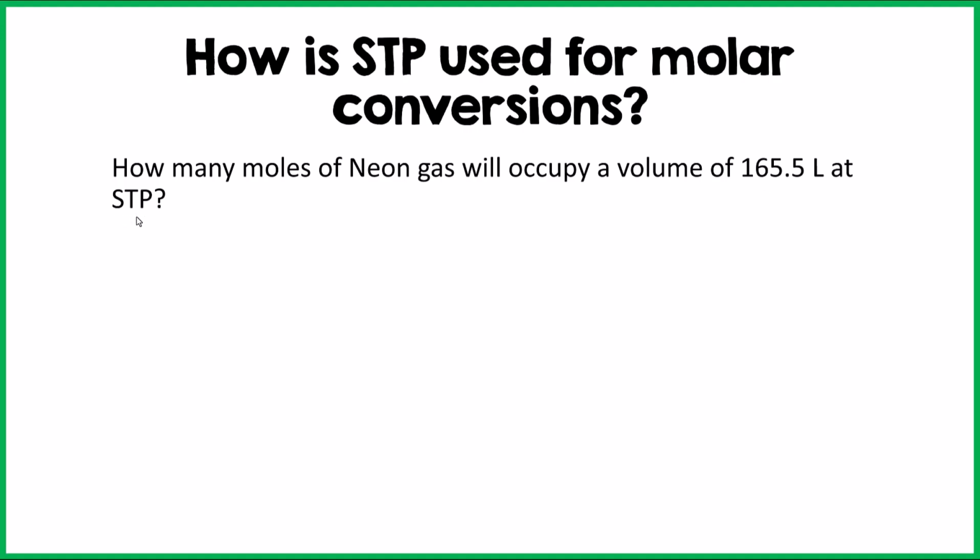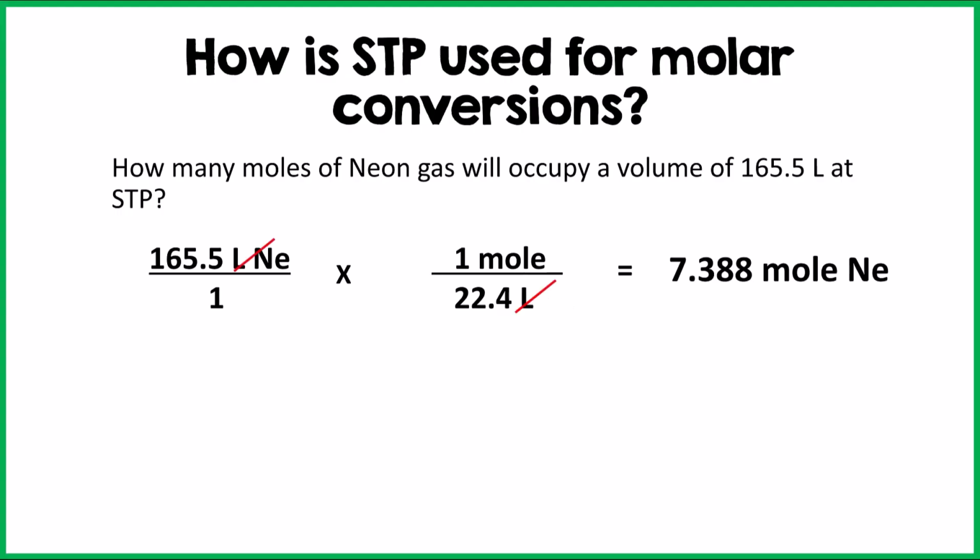22.4 liters per mole. So we're going to start with our known quantity, which is the volume of 165.5 liters of neon. And we're going to put that over 1. And then, since we have liters up at the top here, we're going to put liters at the bottom. And our conversion factor is 22.4 liters per mole. We're going to cancel out our liters. And that will give us 7.388 moles of neon. So we're again multiplying across the top, multiplying across the bottom, and we're going to divide top number by bottom number.